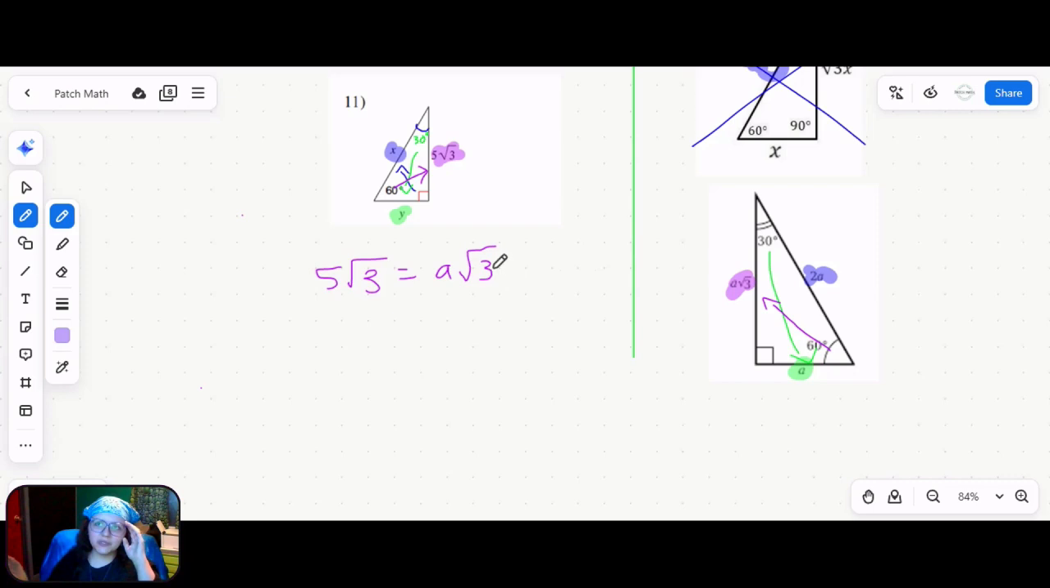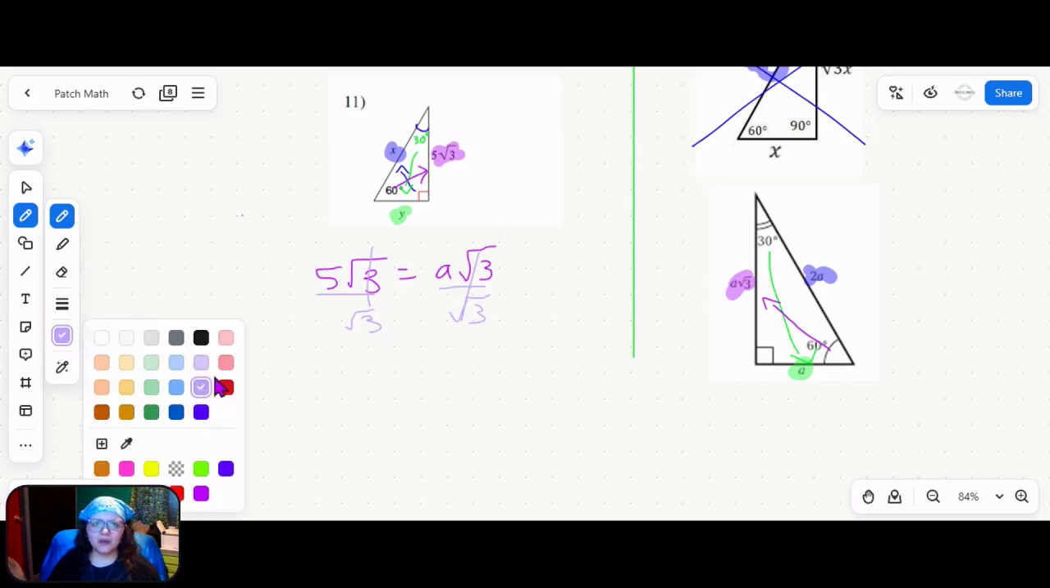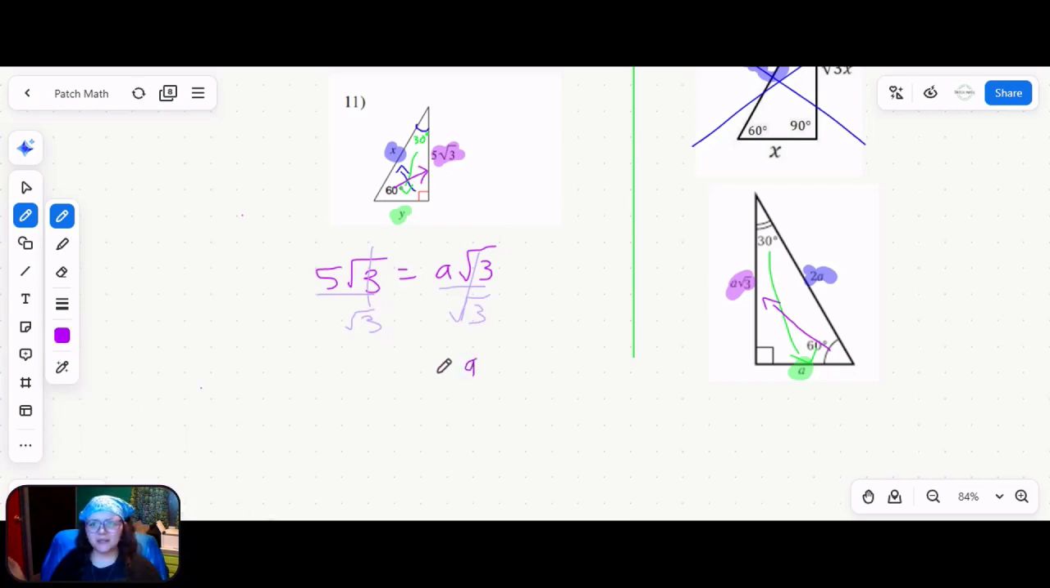Now, in this case, we'll look at the relationship between a and square roots of 3. That is multiplication. We will be dividing, opposite operation, equally on both sides of the equal sign to isolate the a variable there. And lucky for us, that's a lot more manageable. a is equal to 5. That makes the rest a lot easier.